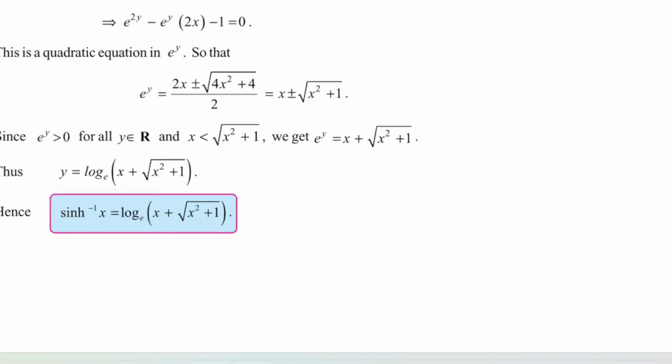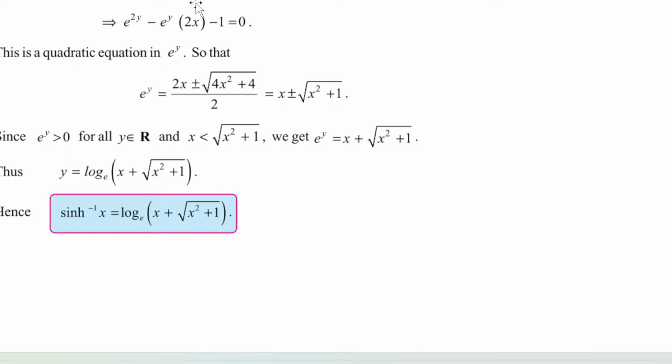Now, did we do this? Inverse functions, expressing inverse functions in terms of logarithms. Do you remember doing this? No, sir. Okay. So for example, sin h y. So x equals sin h y. What we want is sin h inverse x. What is sin h x? e power x minus e power minus x by 2, right?